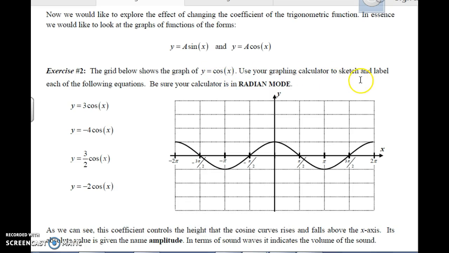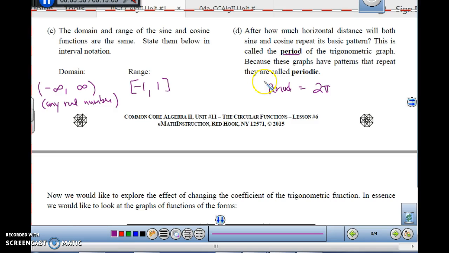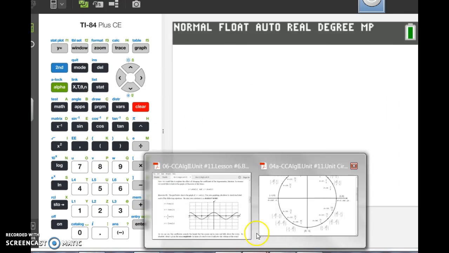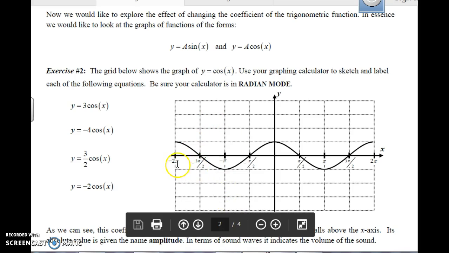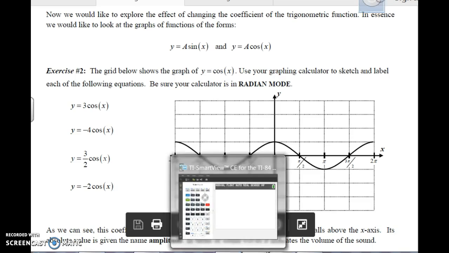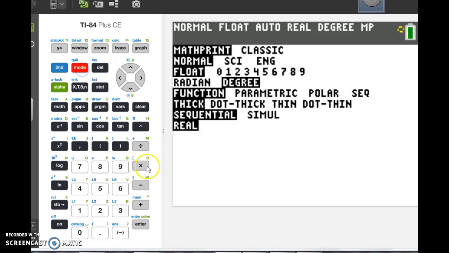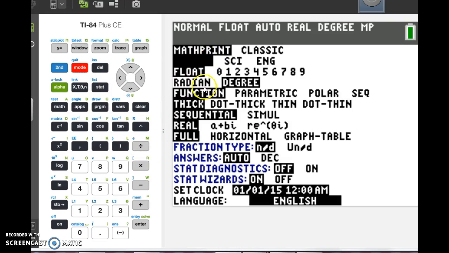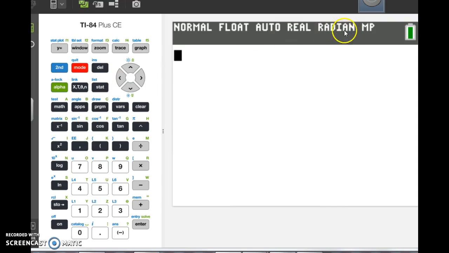We're going to use the graphing calculator to sketch and label each of the following equations. Be sure your calculator is in radian mode. Notice on here that this says radian mode because these values are in radians. To put your calculator in radian mode, the first thing you do is press the mode key. Then on the fourth line down, see it's in degree mode? You want to arrow down here, press enter, and put it in radian mode. When you do that, notice when you go back to your screen, it says radian up here. So when you're graphing trig functions, it should always be in radian mode.